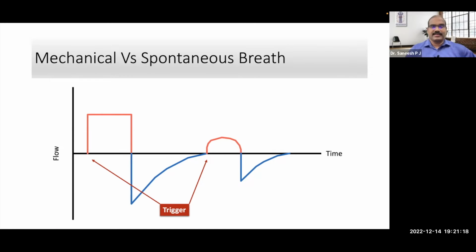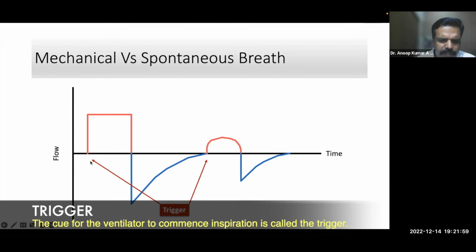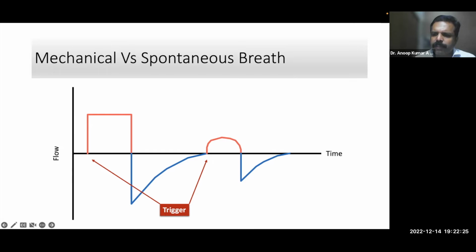Now we have to understand what a trigger is. The inspiration starts from one point, so we should have a trigger at this point. What does the trigger mean? The machine should detect that the patient is taking an inspiratory effort, and the inspiratory valve should open and there should be a flow. So this is the trigger point. The trigger can basically be of two types: you can have a pressure trigger and you can have a flow trigger.